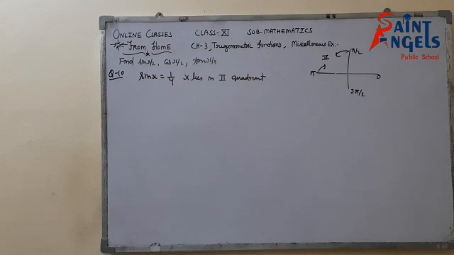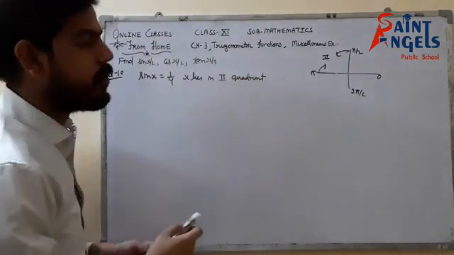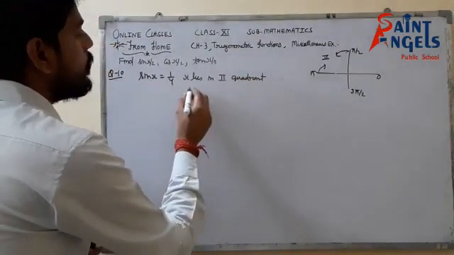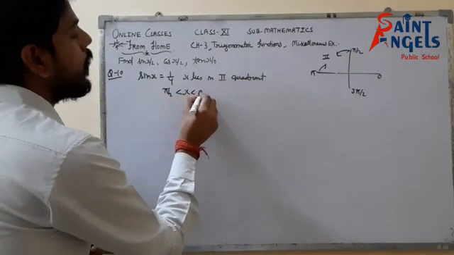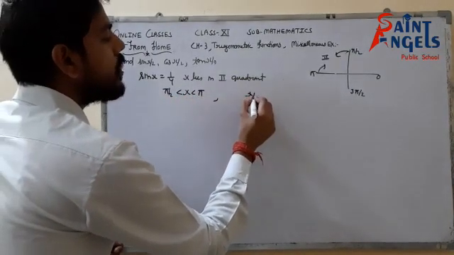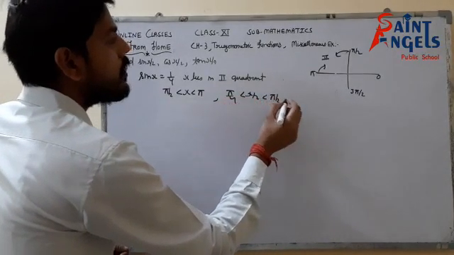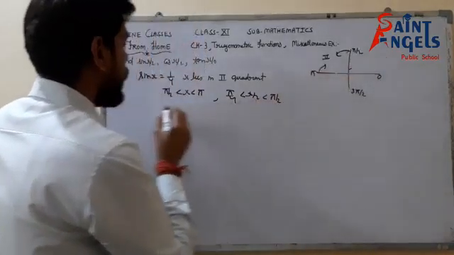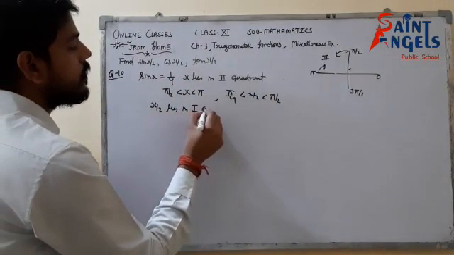Students, now look at question number 10. In question number 10, we are given sin x equals 1 upon 4. Here x lies in the second quadrant. X lies in the second quadrant means that x is between pi by 2 to pi. So x by 2 would lie between pi by 4 to pi by 2. It means x by 2 lies in the first quadrant.